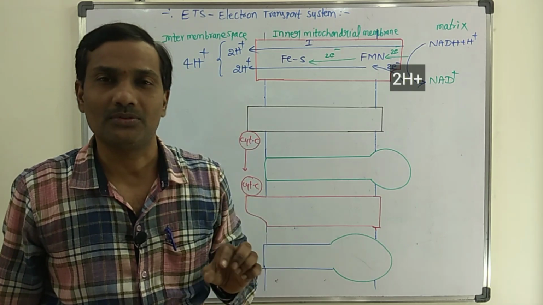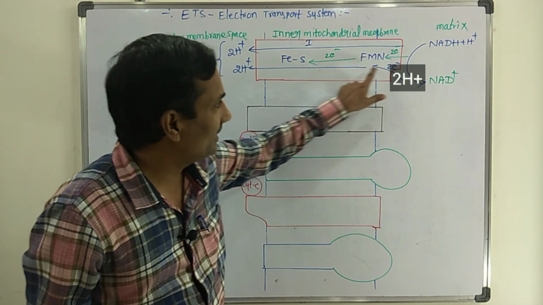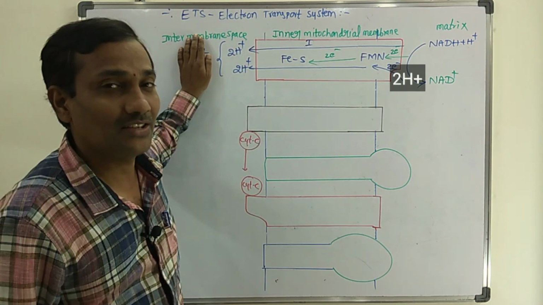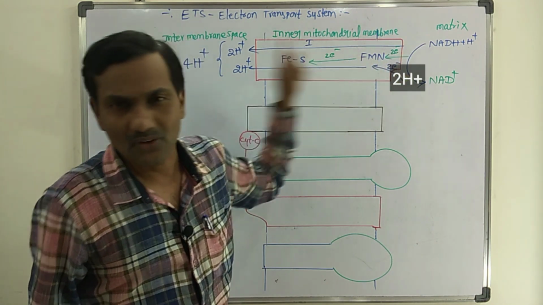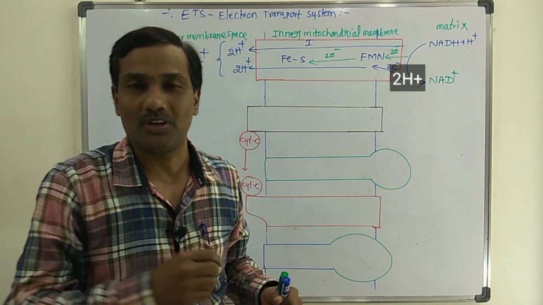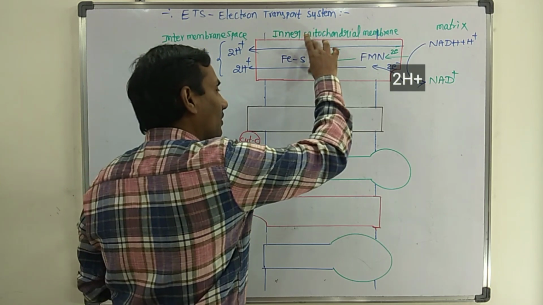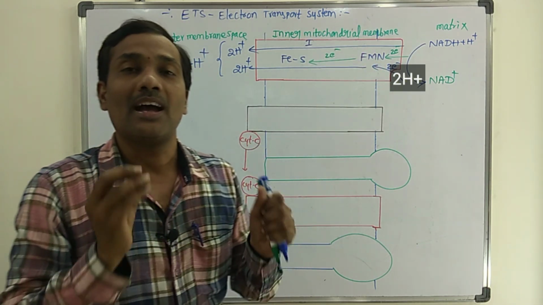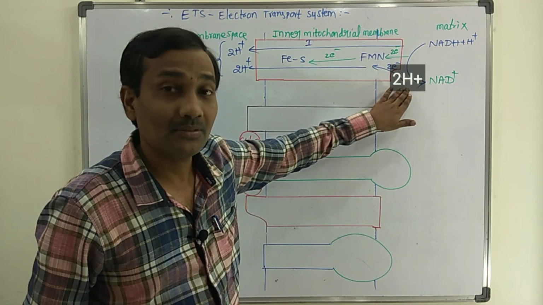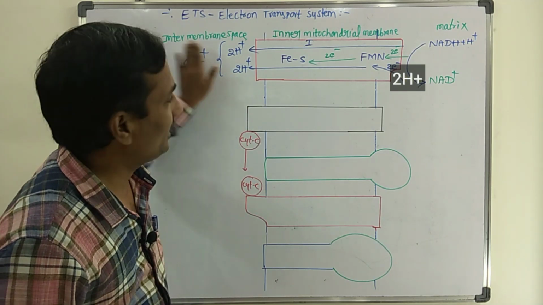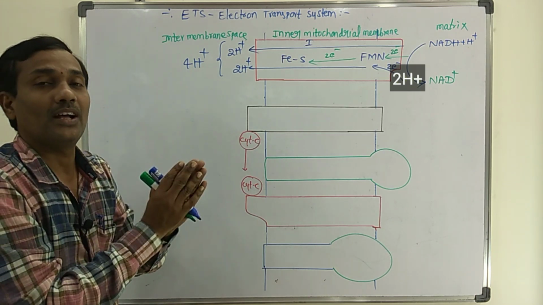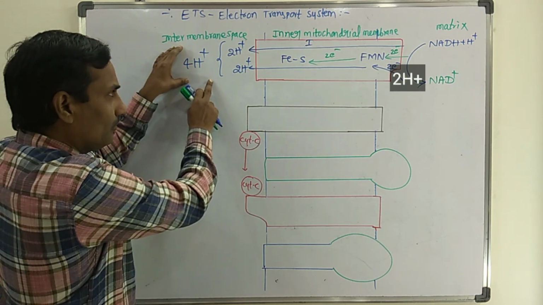But there is a chance to confuse. For understanding purposes, I am explaining separately like this, but in the NCERT book they directly give 4 protons. There is a chance to confuse: Sir, while passing 2 electrons, how is it possible to translocate 4 protons outside? Inside complex 1 there will be one more hydrogen carrier. That hydrogen carrier transports 2 more protons directly from the matrix to the intermembrane space. In our NCERT book you can see 4 protons directly. So that is very important.